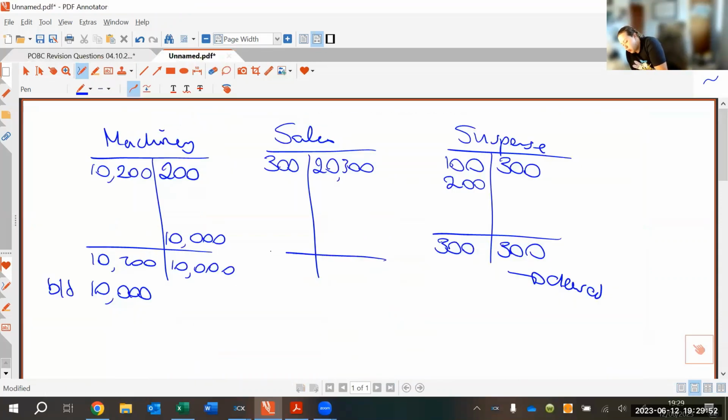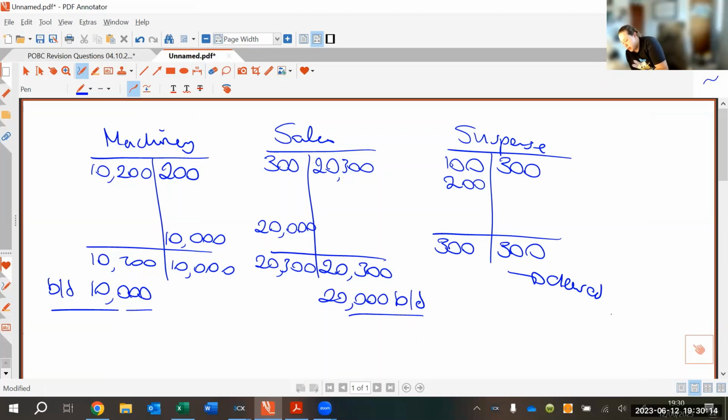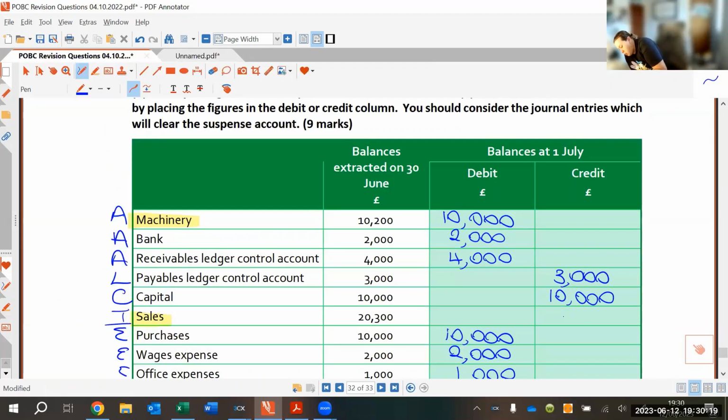And then our final one, sales, we've got 20,300 on the credit side. We need to get the debit side matching up. So we're going to put 20,000 in to fill the gap. Then that becomes our balance brought down, sorry. And that's what's going to go to the trial balance. So our sales was 20,300. It's now 20,000.